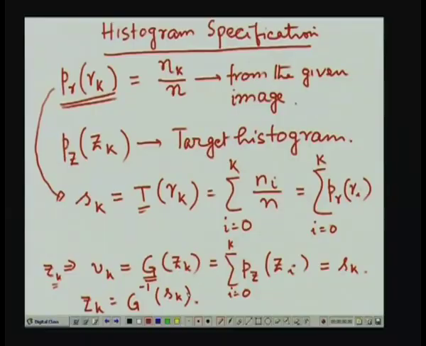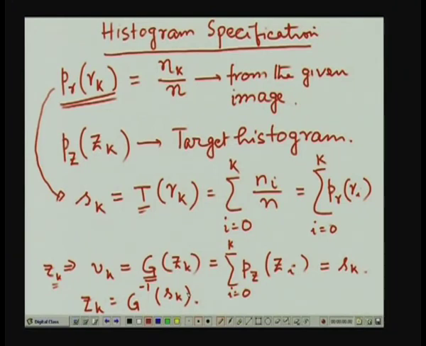The second step is, from the specified histogram Pz, we have to get a transformation function G, and then the Sk that we have obtained in the previous step has to be inverse transformed using this transformation function G to give you the intensity value in the processed image, which is equal to Zk.